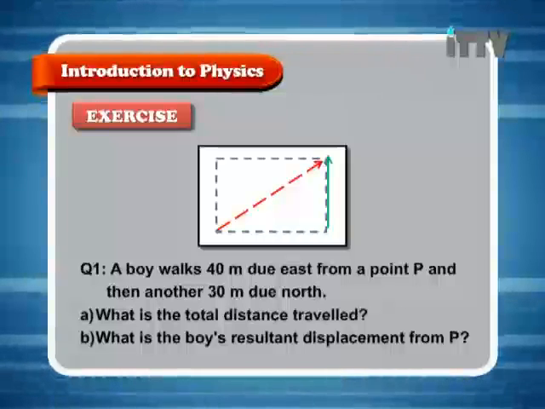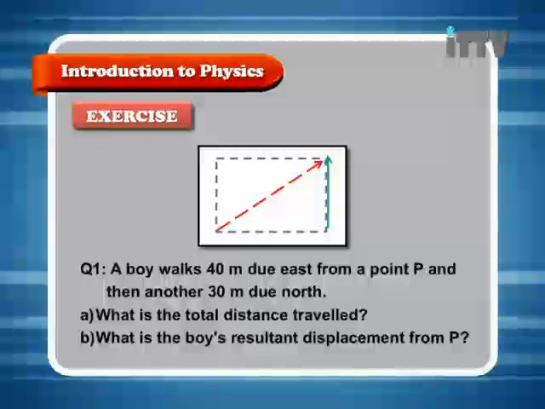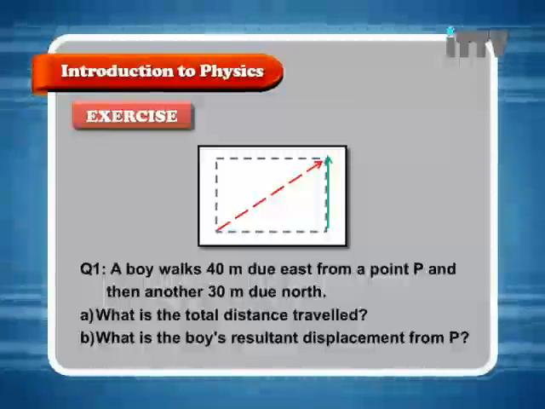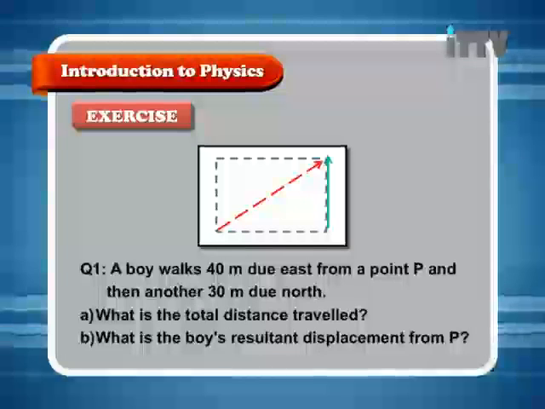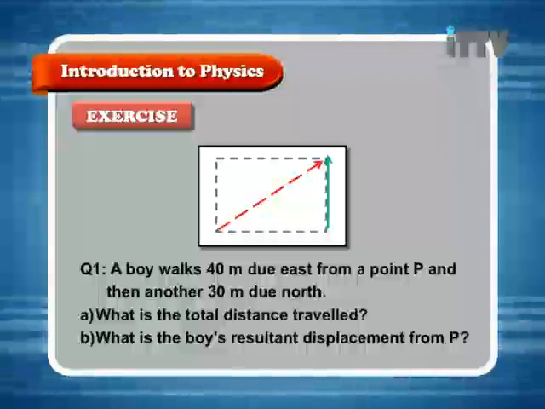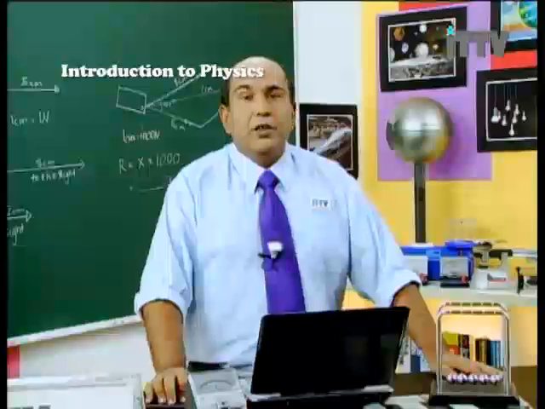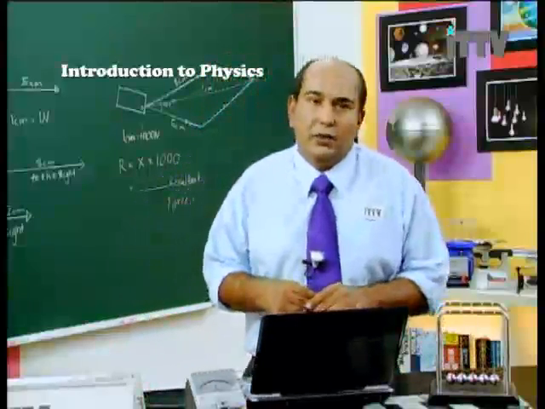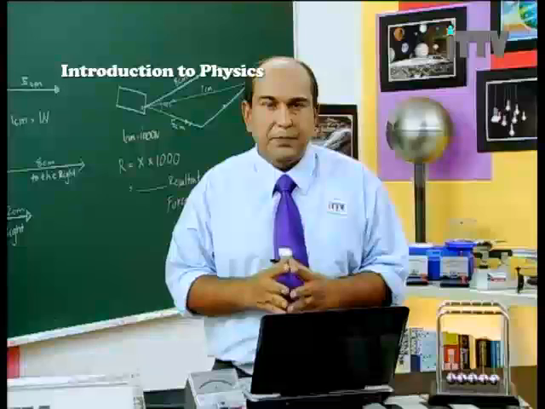So let's try a question. A boy walks 40 meters due east from a point P and then another 30 meters due north. A. What is the total distance traveled? B. What is the boy's resultant displacement from P? So we have two parts that we need to work out here: his distance traveled and his displacement.